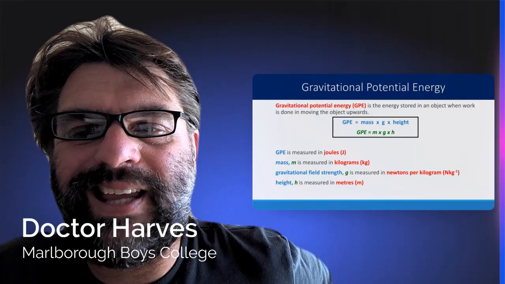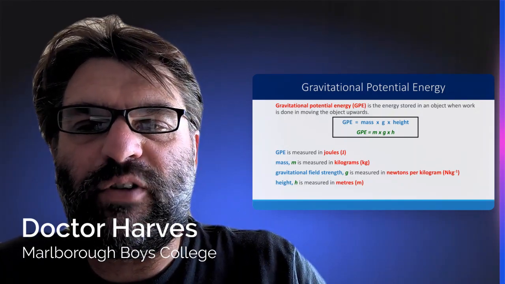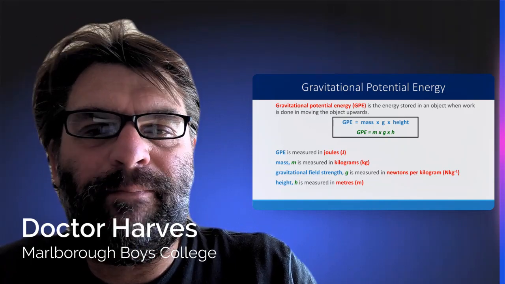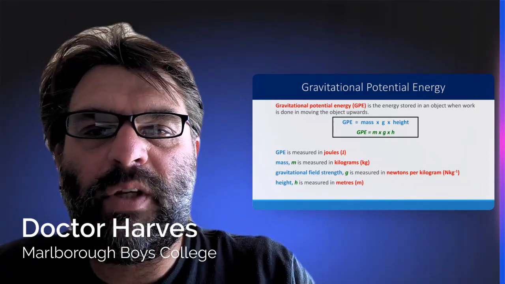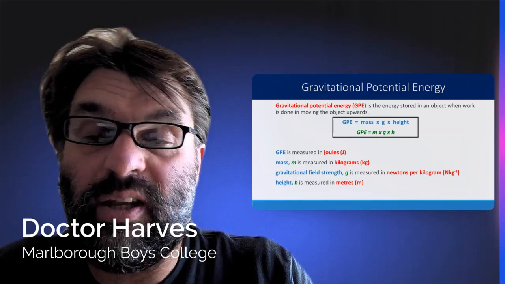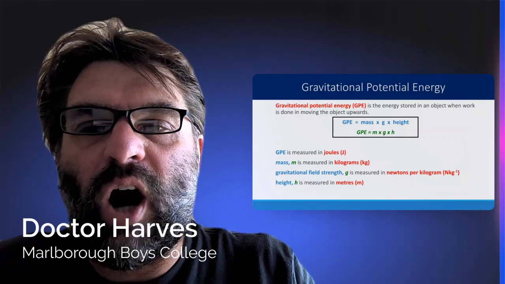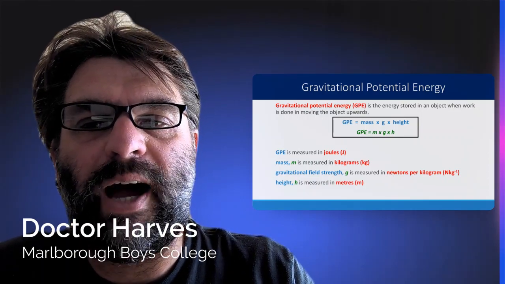Okay, so work is being done, energy is being transferred to move an object upwards, and the equation for gravitational potential energy, GPE, is the mass of that object times the gravitational field strength, which on Earth is around about 10 newtons per kilogram, times the height that the object is moving up.